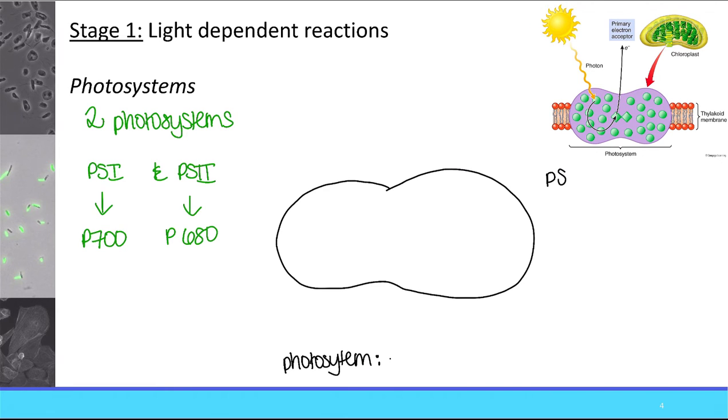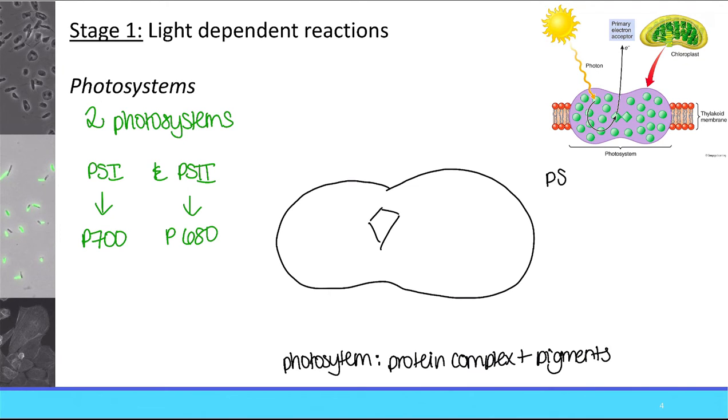A photosystem is a protein complex plus pigments. So we're not going to spend a lot of time on the protein complex itself and what proteins make it up, but we are going to talk a little bit about the pigments and what actually happens when those photons reach the photosystem.